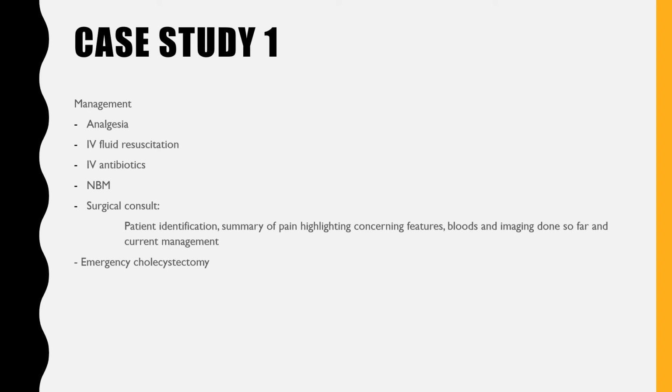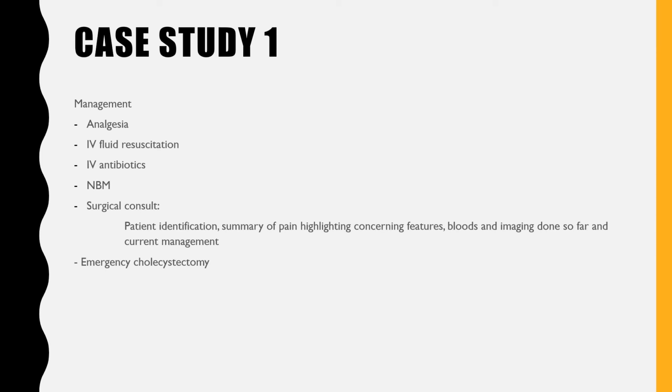So in this case, we identified the patient, didn't give her a name. Let's say her name is Jody. So this is a 40-year-old female named Jody, who's presented with a one-day history of right upper quadrant pain with associated fever, nausea, and vomiting.